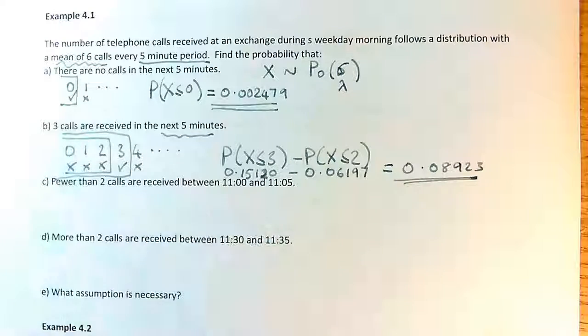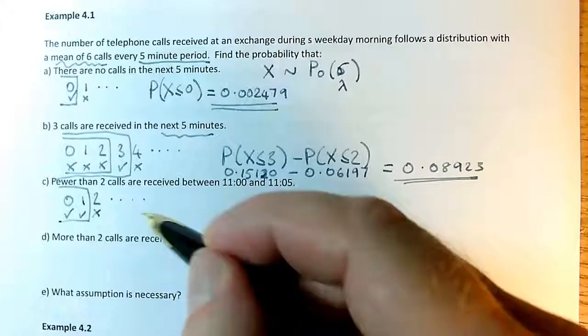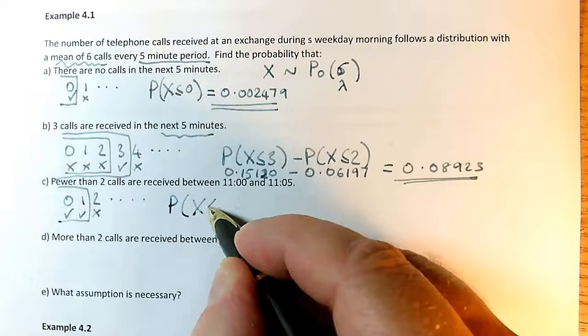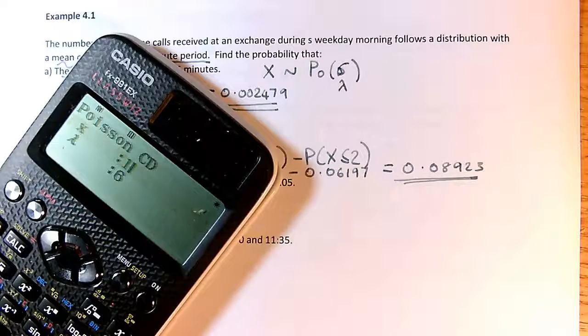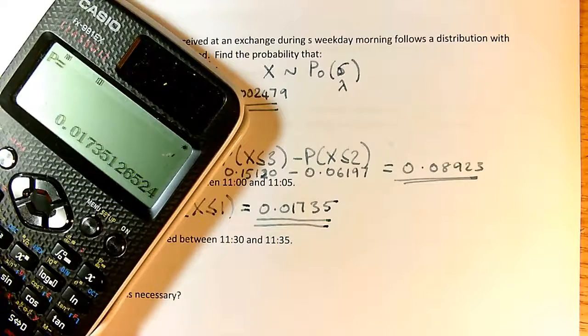Now we want fewer than 2 calls. Again, it's a 5-minute period. So that means I'm not allowed to have 2 calls, but I can have these. So in my inclusion box, I don't need an exclusion box, is the probability of X less than or equal to 1. X equals 1 on the calculator. There's my answer. Double underline it and we'll move on.